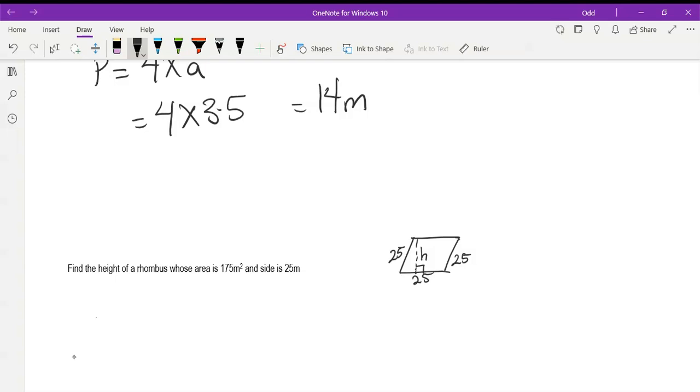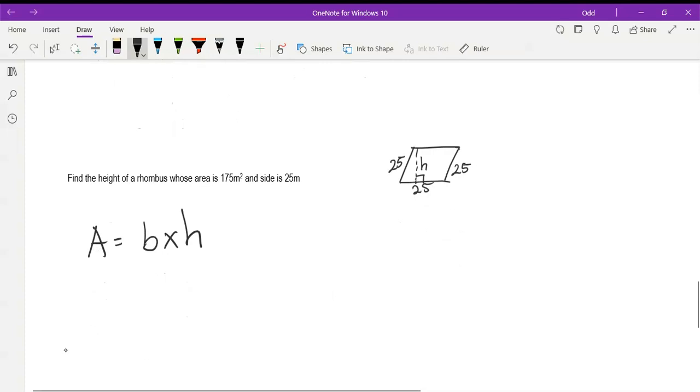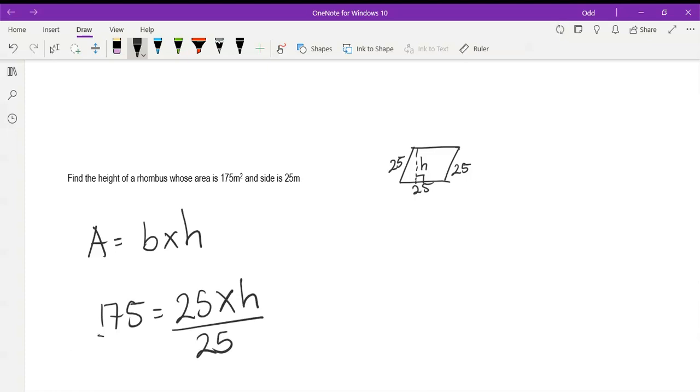So we know that for the area of a rhombus, you can say base times height if you want, since all the sides are equal. Okay, so 175 is equal to 25 times h. Alright, then we can divide both sides by 25. So our height, 175 divided by 25 should give us 7. This means that the height of this rhombus will be 7 meters. Okay, so h is going to be 7.